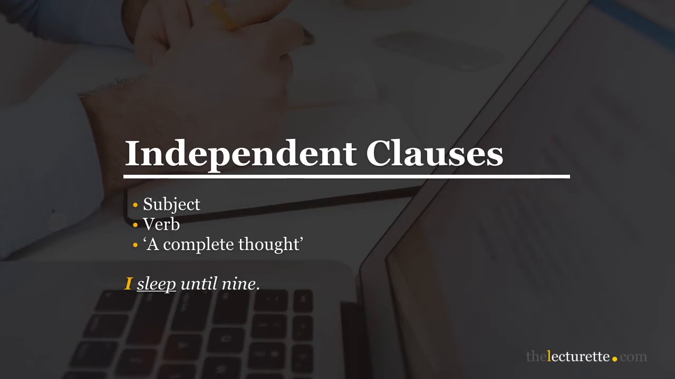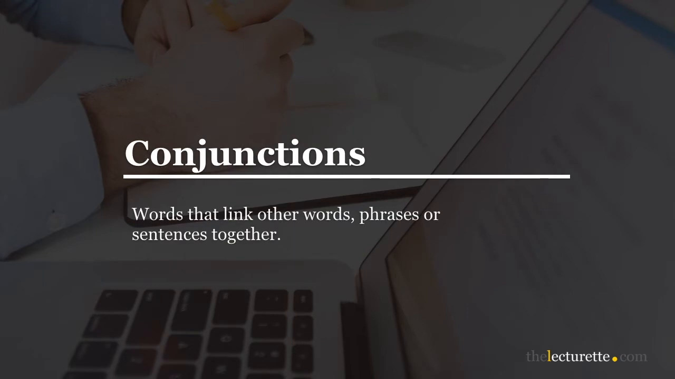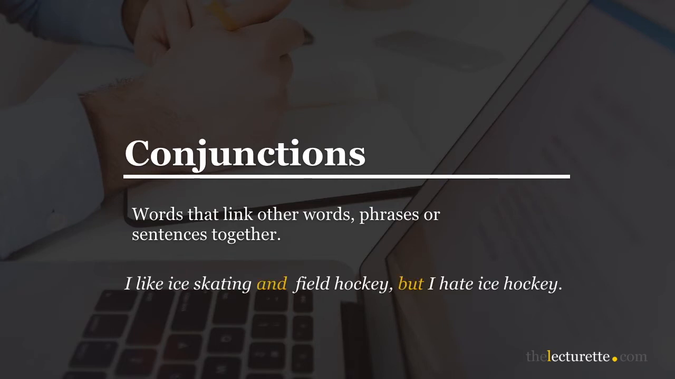Here the subject is I, the verb is sleep, and the sentence expresses a complete thought because it is clear what is meant. Conjunctions are words that link other words, phrases, or sentences together, like this example. I like ice skating and field hockey, but I hate ice hockey. Here, and but are conjunctions that link the words and phrases together.